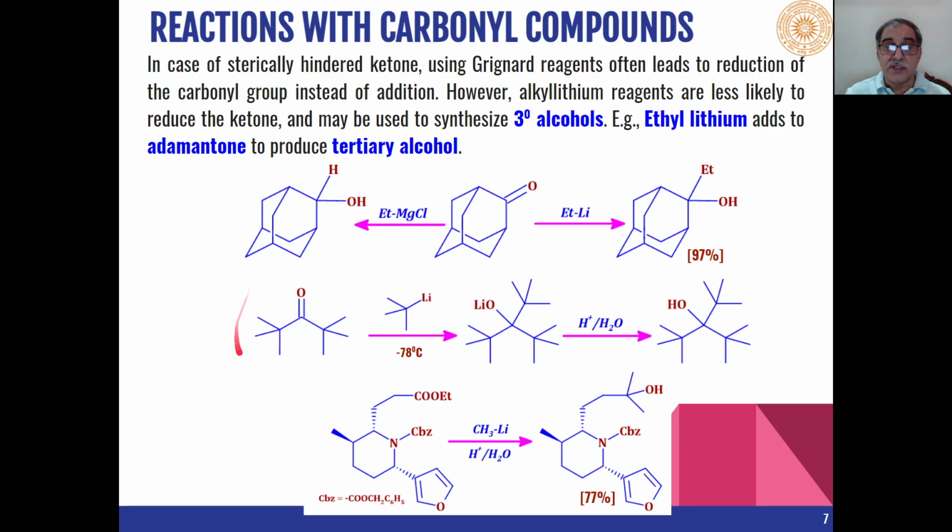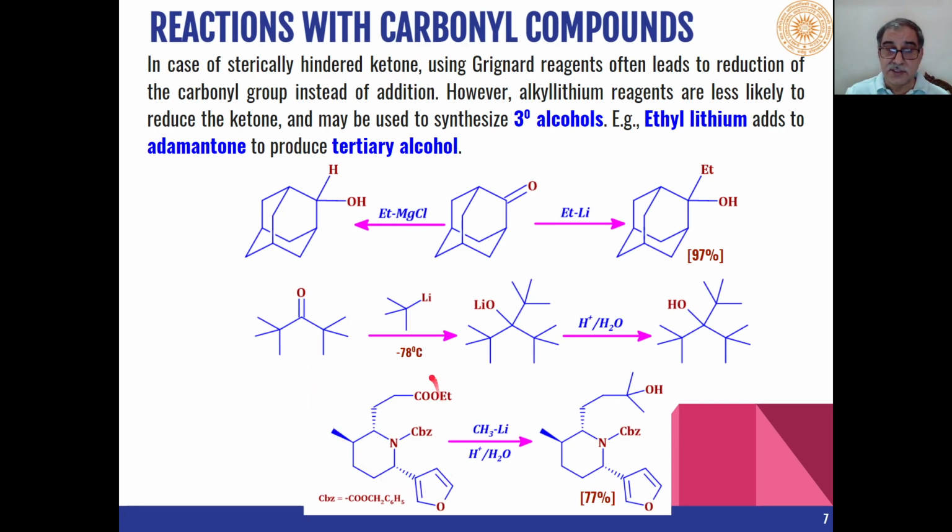Then another example of a sterically hindered ketone. Here also the tertiary lithium adds to the sterically hindered ketone to give us the corresponding tertiary alcohol as the product. Whereas in the case of a Grignard reagent, there is no addition; instead, reduction of this carbonyl compound takes place.